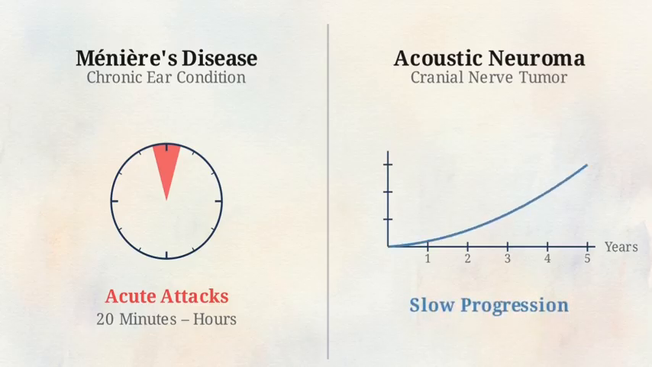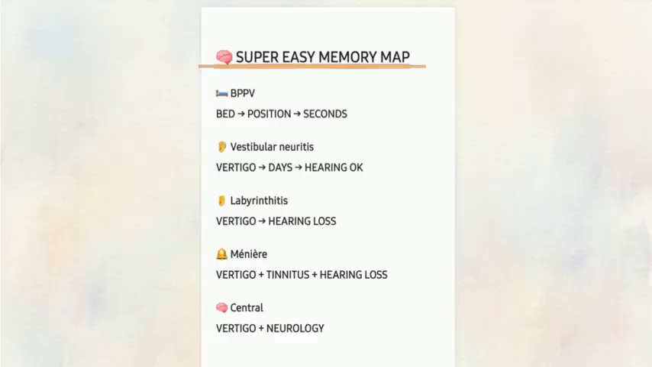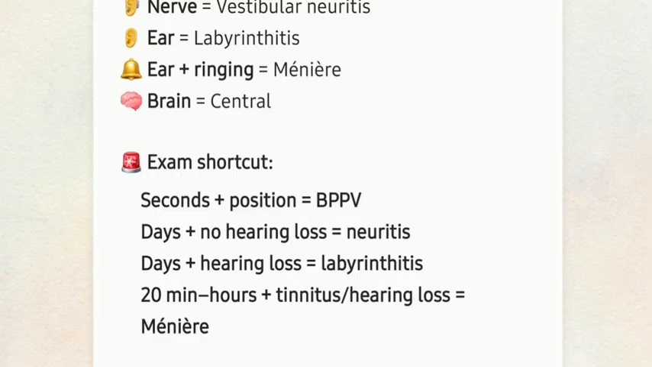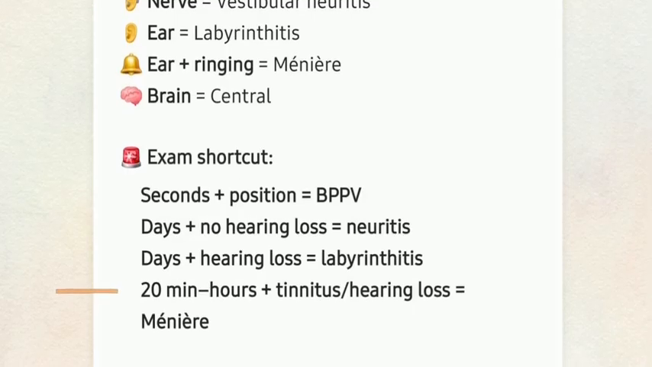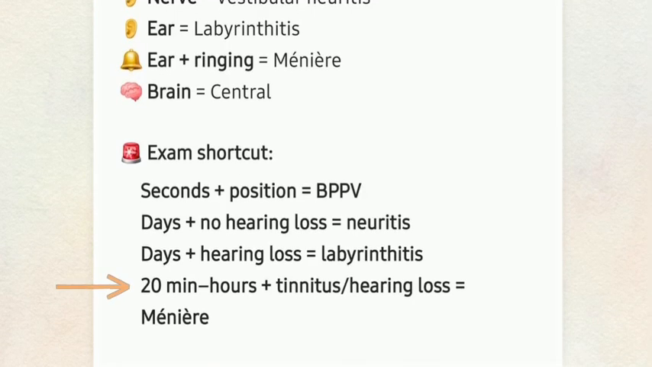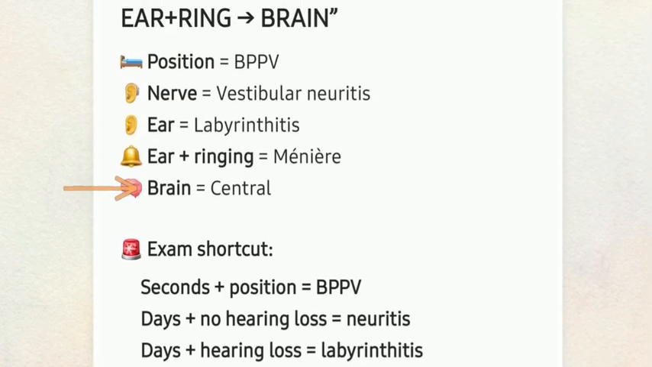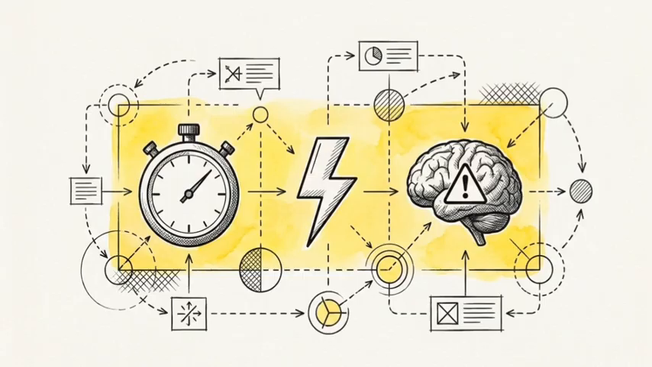We can consolidate this entire framework into a single rapid recall matrix. Seconds of positional vertigo means BPPV. Days of vertigo with intact hearing is neuritis. With hearing loss, it's labyrinthitis. Attacks lasting minutes to hours combined with tinnitus point to Meniere's, and vertigo with any neurological sign points straight to the brain. It is never the severity of the room spinning that reveals the diagnosis. It is exclusively the timing, the triggers, and the associated deficits.